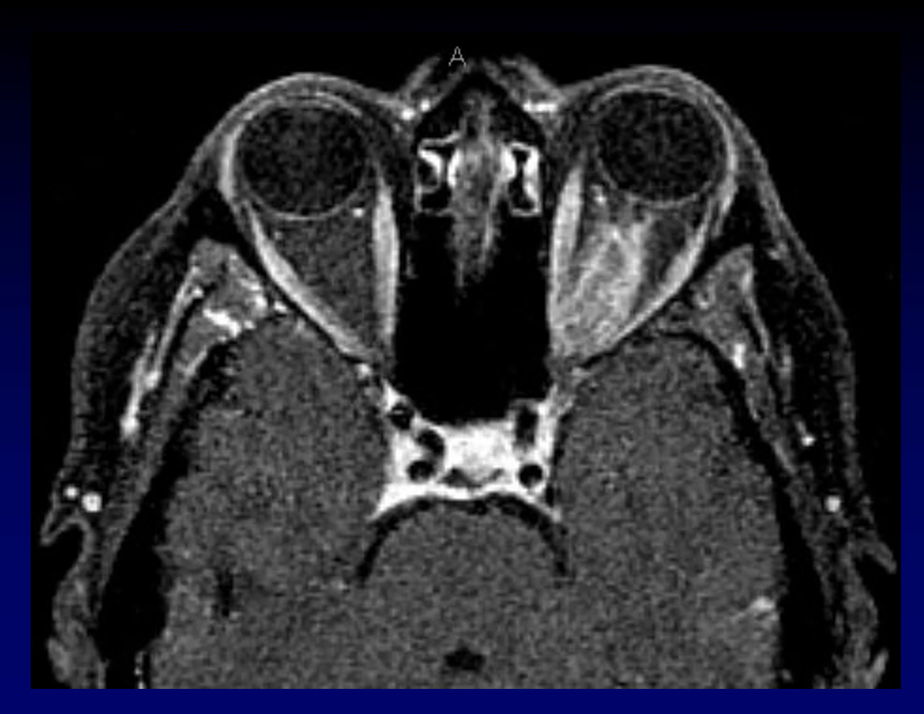This is what it looks like in axial cross-section. You can see meningioma on either side of the non-enhancing nerve down the center. This has been called a tram track sign.